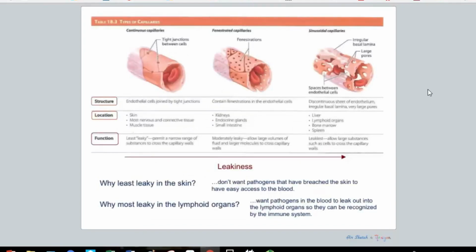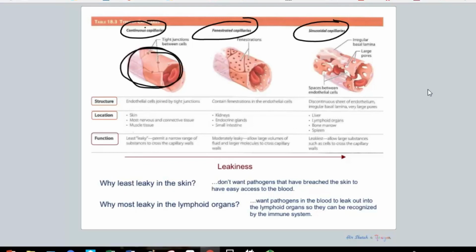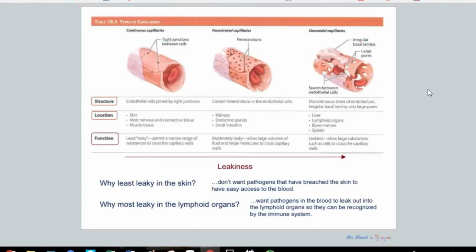Okay, so these are the different types of capillaries, and these are the different names. You guys are not responsible for these names, but what they do is these are the least leaky, and these are the most leaky capillaries. So these over here have the least amount of exchange, and these over here have the most amount of exchange. And I just want to look where these are located. Okay, with the least amount of exchange, we have stuff in the skin.